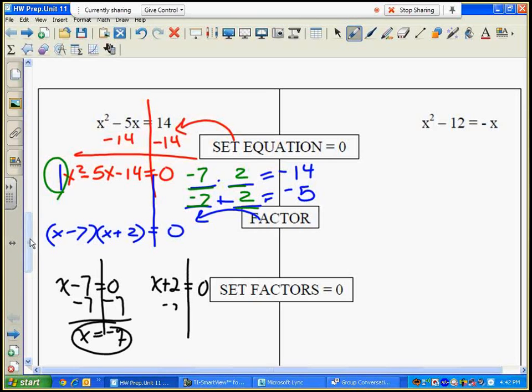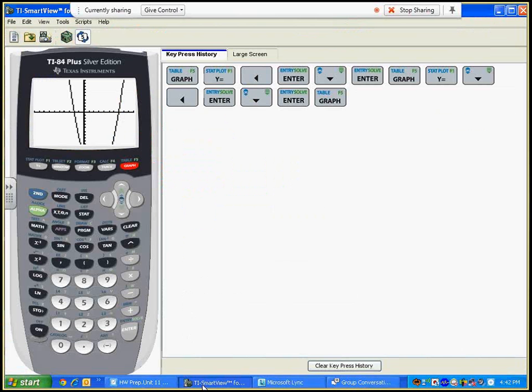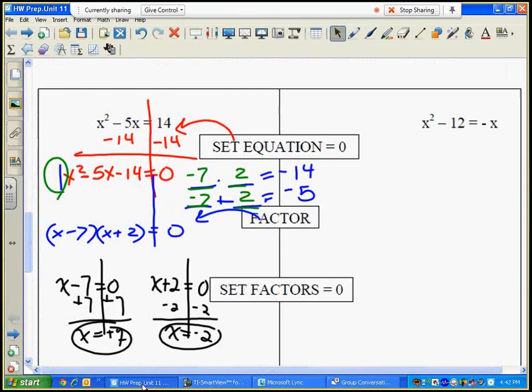Add that 7. Oops, we should have added that 7. We'll subtract away our 2 to get -2, and we end up with a +7, my bad, and a -2. So as we go to our calculator, that does match up. We get a +7 and a -2. That is our answers. Okay, one on the right.